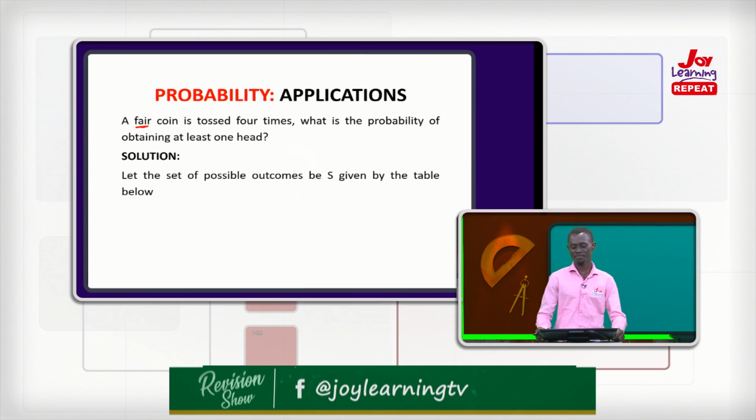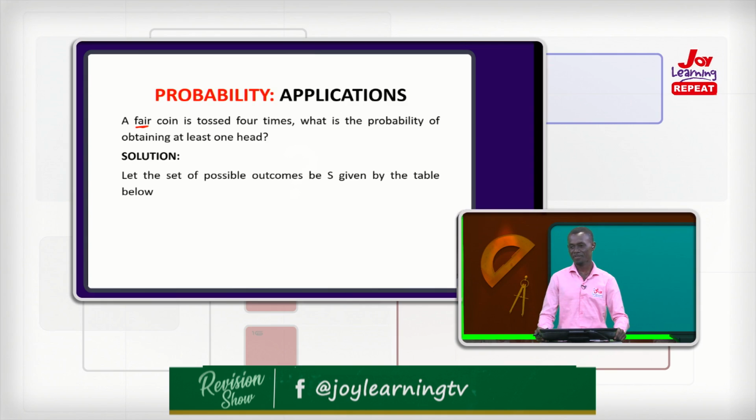So, Terry, tell me, what do you think of this question? The question says, a fair coin is tossed 4 times. What is the probability of obtaining at least 1 head? The possible outcomes are 1, 2, 3, 4, 5, and 6. This is a fair coin. Not a die. Sorry.